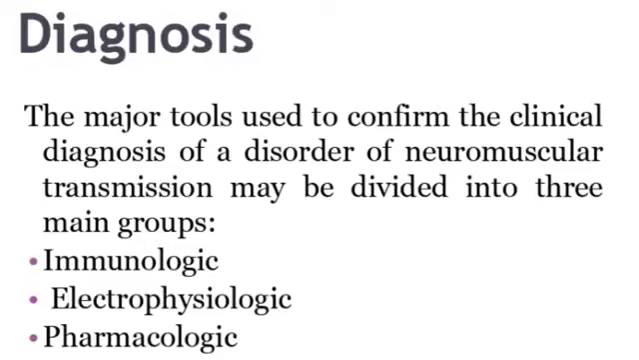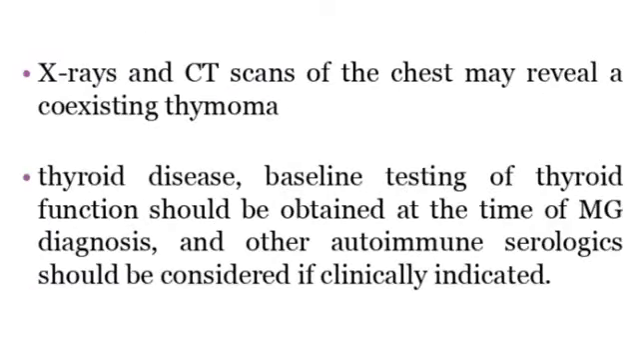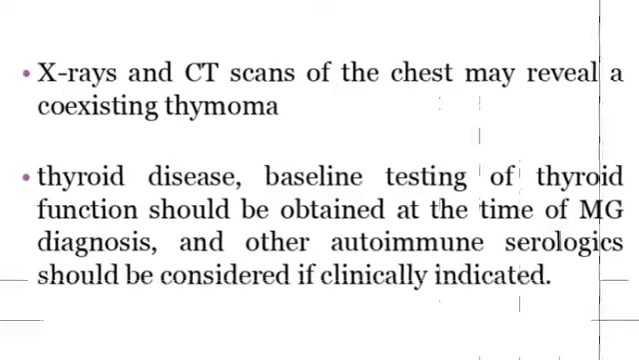Patients with muscle-specific tyrosine kinase, MuSK, myasthenia gravis, may become worse or develop profuse fasciculations after edrophonium. X-rays and CT scans of the chest may reveal a coexisting thymoma, and thyroid function tests should be obtained at the time of myasthenia gravis diagnosis.